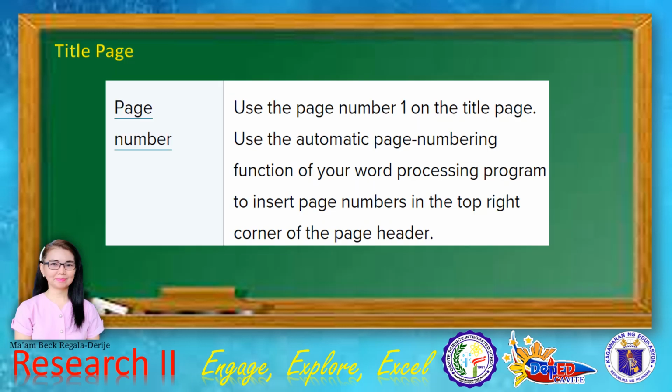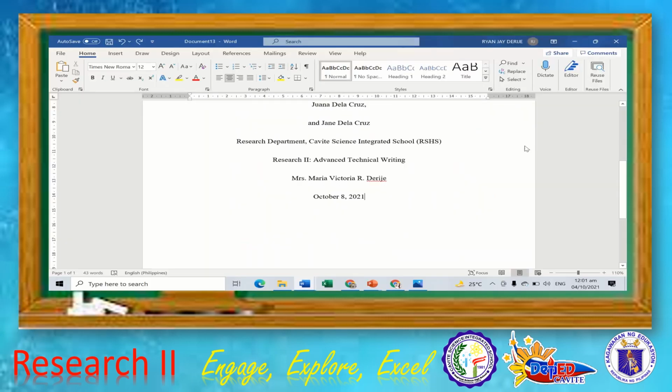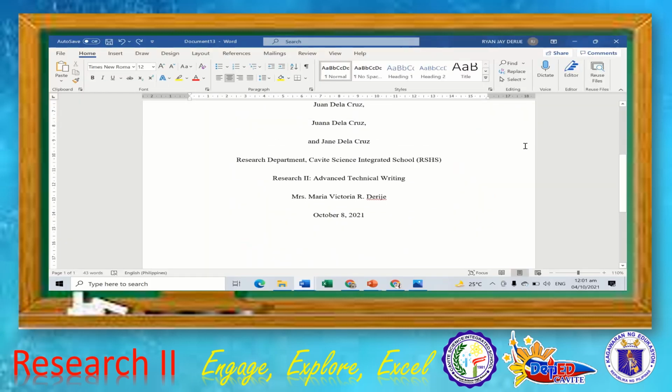Next, we have the page number. Use the page number 1 on the title page. Use the automatic page numbering function of your word processing program to insert page numbers in the top right corner of the page header. So how are you going to do that? Okay, here it is.